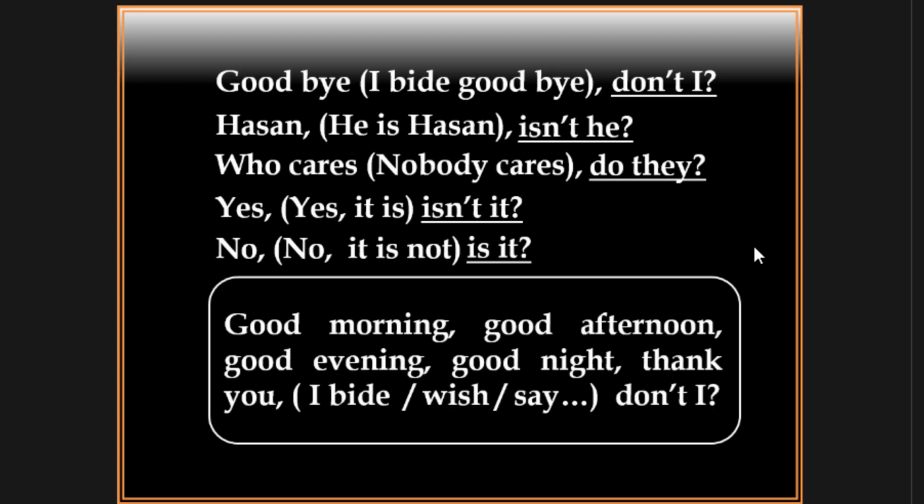Good morning, good afternoon, good evening, good night, thank you. If we see these kinds of words in a statement, then we have to use don't I?